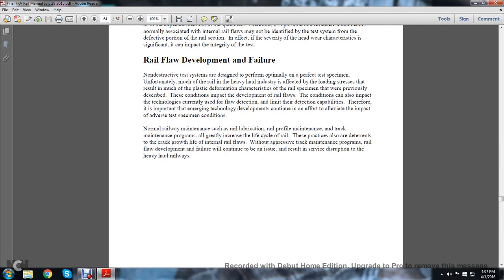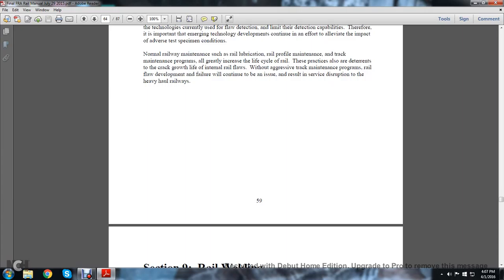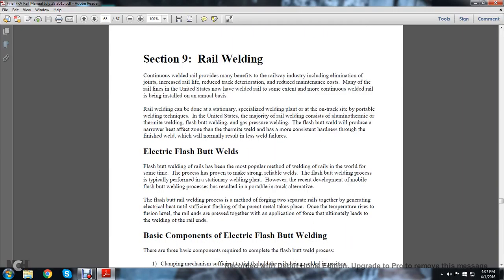Normal railway maintenance, such as lubrication, rail profile maintenance, and track maintenance programs, all greatly increase the life cycle of the rail. This practice also deters crack growth and the life of internal rail flaws. Without aggressive track maintenance programs, rail flaw development will continue, resulting in service disruption in heavy haul railways. Section 9, Rail Welding.